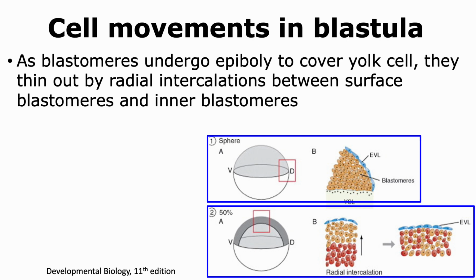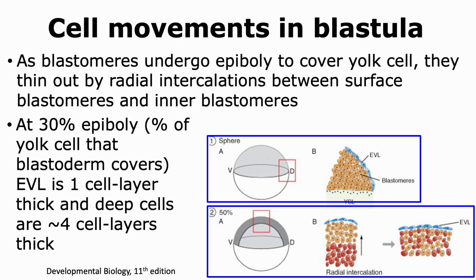The red cells are the deep cells that are inside or in the inner part, whereas the orange cells are deep cells that are closer to the periphery. And once we have the radial intercalation, we can actually see the mixing of the red cells with the orange cells, and now we can see that that layer is not as thick anymore.